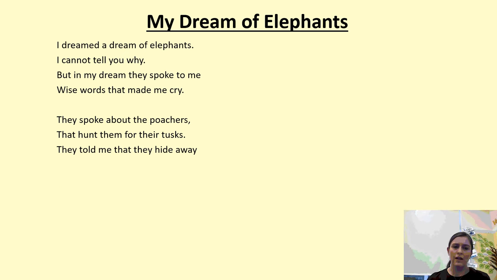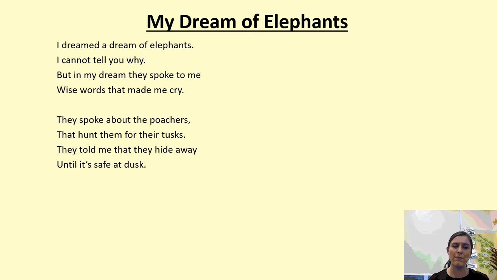And they told me that they hide away until it's safe at dusk. So again, here I have my rhyming pair that I discussed, tusks and dusk, and I'm making sure that my writing makes sense. I'm talking about the elephants speaking to me about poachers, that they hunt them for their tusks. And because in my dream the elephants are speaking to me, I said they told me that they hide away, so obviously they want to be safe, until it is safe at dusk.